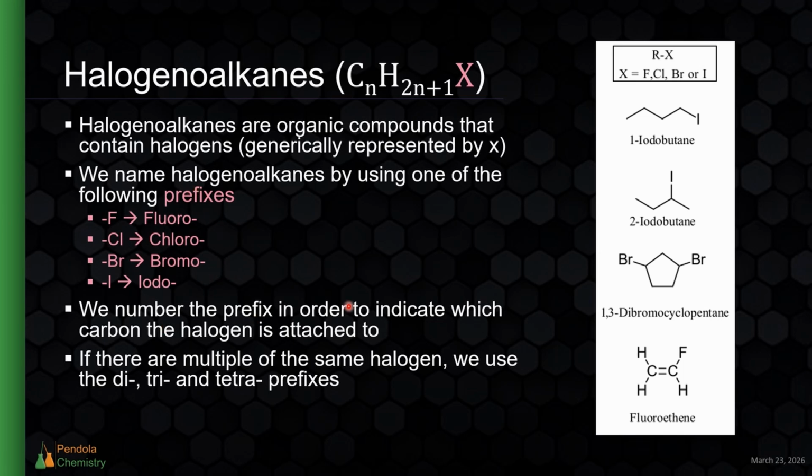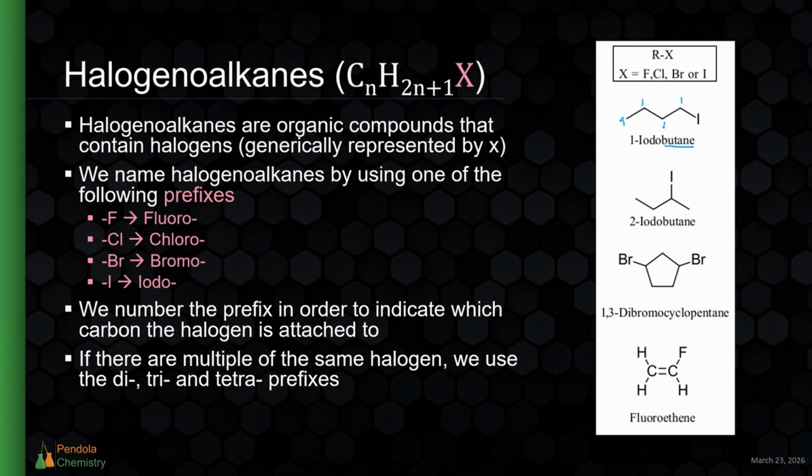We do need to number the prefix in order to indicate which carbon that prefix is attached to. And if there are multiple of that halogen, we're going to use those prefixes like di, tri, and tetra. So for example, if we have here a 1, 2, 3, 4 carbon alkane, we would normally name a 4 carbon alkane butane. But because this 4 carbon alkane has an iodine attached to the first carbon, we're going to call this 1-iodobutane.